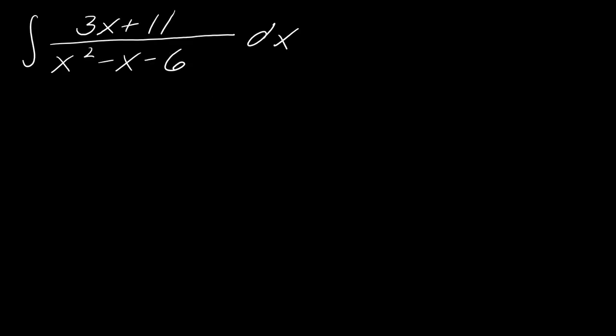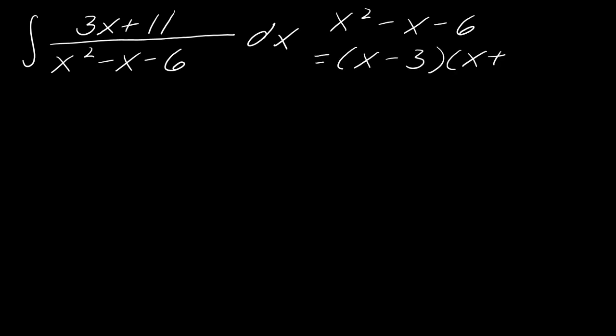Okay, so let's start with 3x plus 11 over x squared minus x minus 6. The first thing you're going to want to do is factor the denominator. This will factor as x minus 3 and x plus 2. Okay, the next thing we're going to do is write out the form of our partial fractions. The form of the partial fractions is the part that has the pattern.